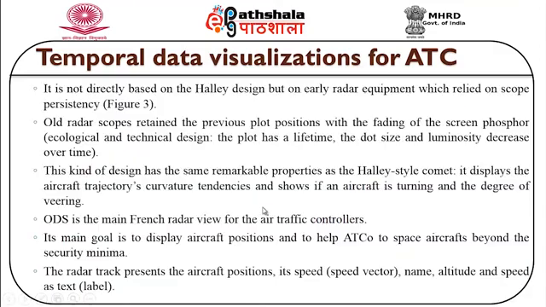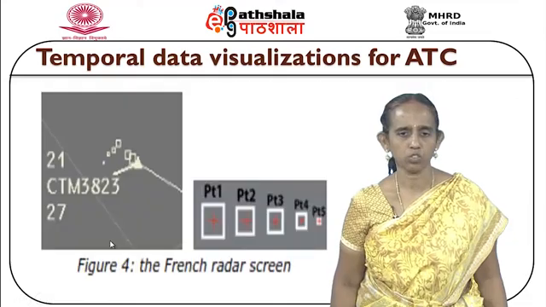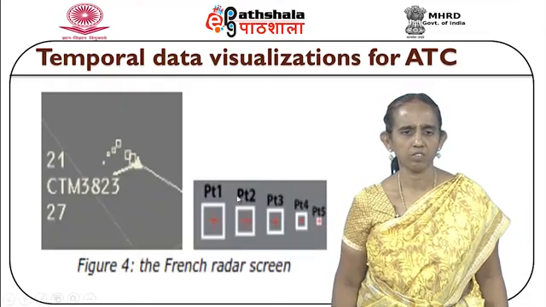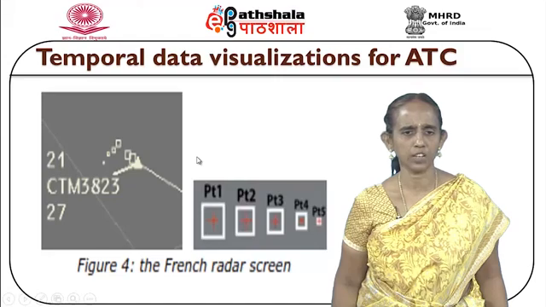The ODS is a main French radar view for the air traffic controllers, and its main goal is to display the aircraft position and to help the air traffic controllers to space the aircraft beyond the security minimum. The radar track also represents air traffic's position, speed, the name, altitude, and the speed of text. So this is a French radar screen which also shows that kind of visualization.